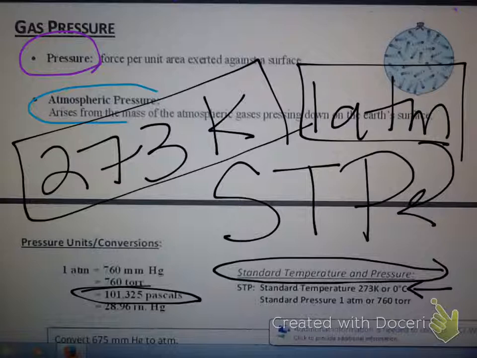So if I ever tell you I do a reaction at STP, I'm giving you the temperature and I'm giving you the pressure conditions that gas was under: 273 Kelvin, 1 atmosphere. Know what STP is, okay? Let's practice doing some conversions from one pressure to another.